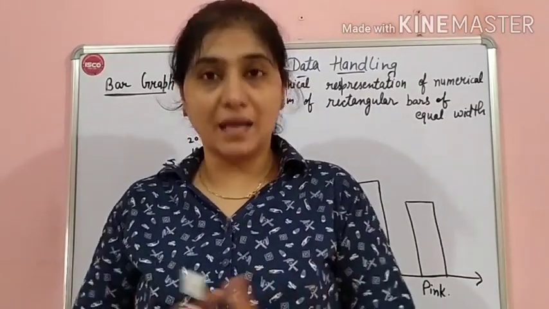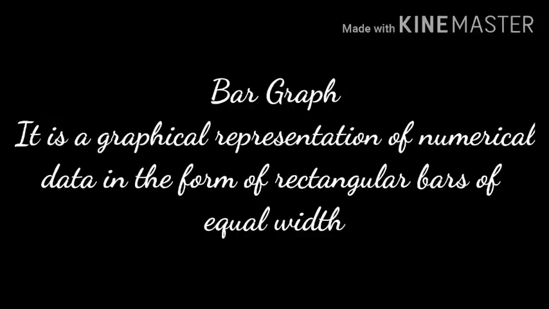What is a bar graph? A bar graph is a graphical representation of numerical data in the form of rectangular bars of equal width. I am going to repeat it again. What is a bar graph? It is a graphical representation. Graphical representation means we will draw it on a graph paper. Now let's see some examples of bar graph.